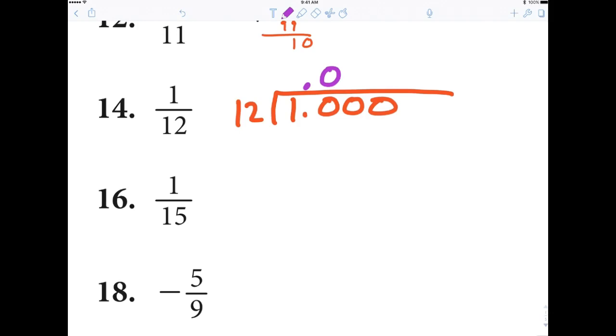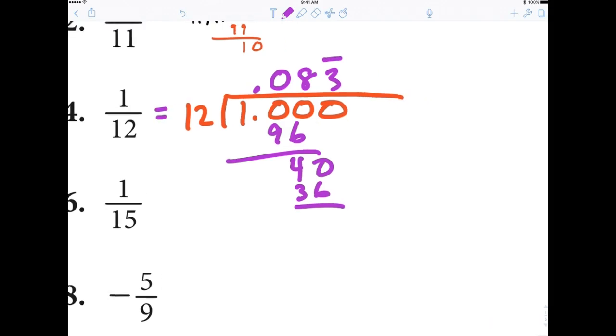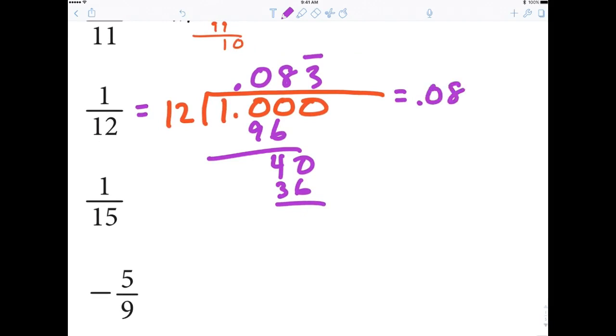All right? Now, how many times does 12 go into 100? 8 times. Because 8 times 12 is 96. We're practicing mental math. And then when I subtract, I get a 4. Bring down a 0. How many times does 12 go into 40? 3 times. Good job. 3 times 12 is, oh, so that's nice now, right? So now it's going, right, very good. So the bar would go over just the what? 3. Just the 3. So it'd be 0.08 with a bar over the 3. All right? So 1/12 is the same as 0.083 bar over the 3.